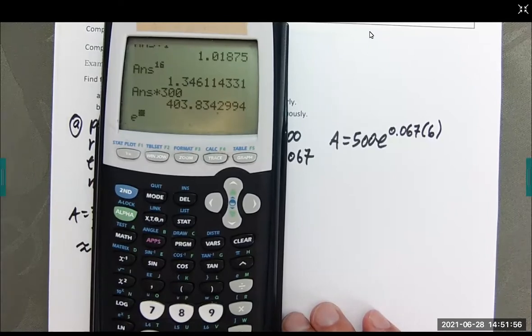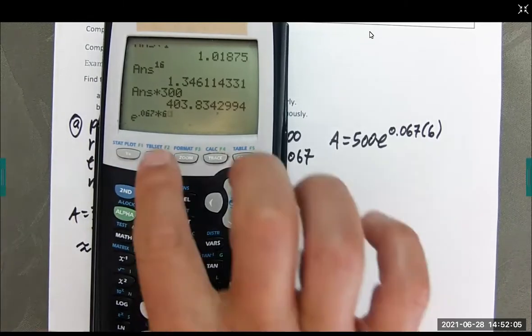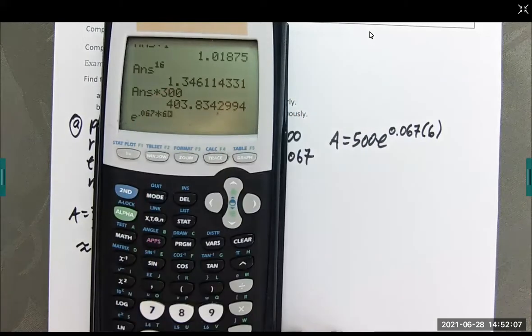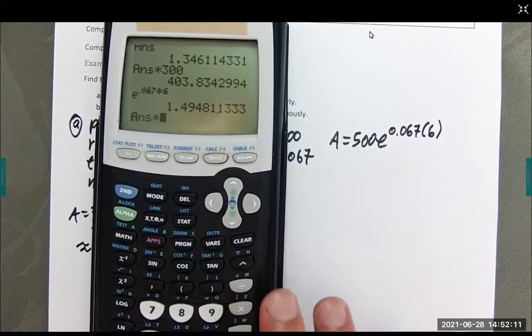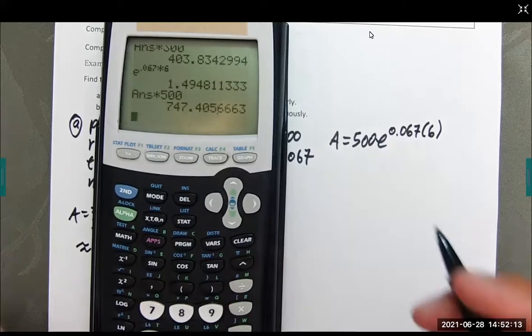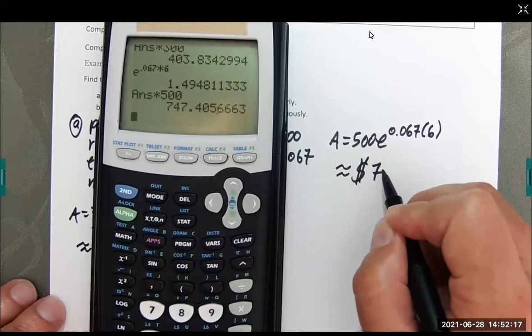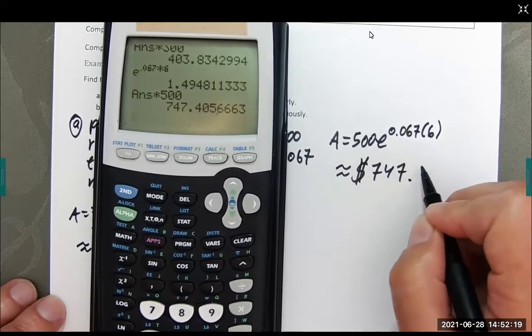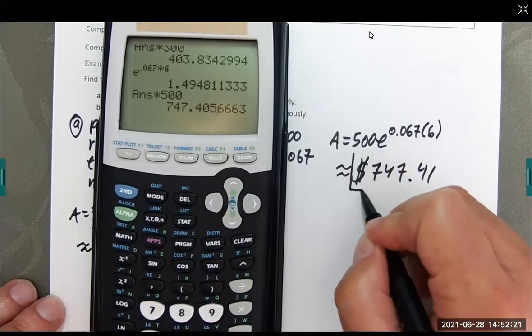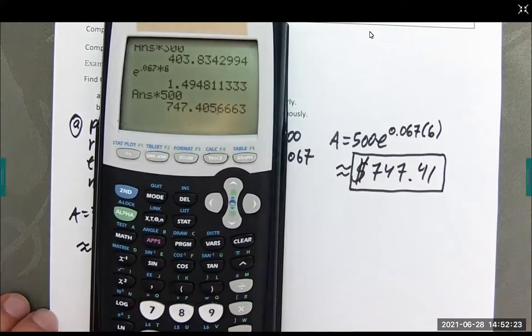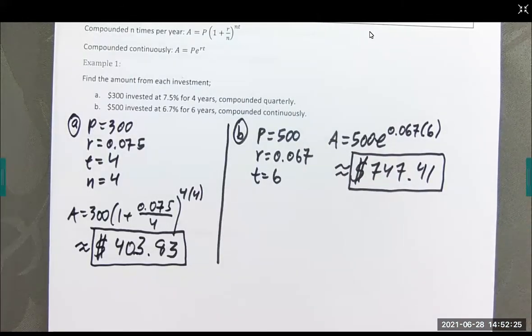e to the 0.067 times 6. Now, this is the part where your calculator may do this a little bit differently. If it doesn't make an exponent like that, just make sure that you keep it in parentheses. And times 500. $747.41 looks like to me. Moving on.